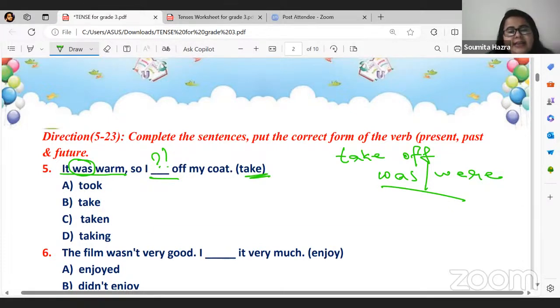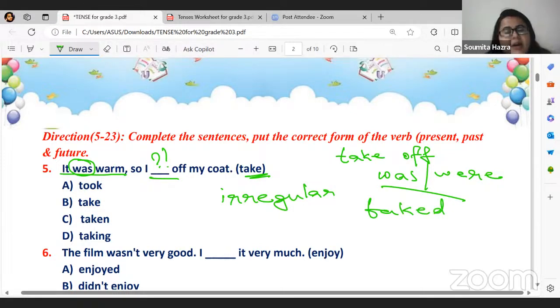Take again is an irregular verb. There is no word as taken. You will have to find out the past form of take. The past form of take. Question 5, answer 5A. 5A is took. Okay, very good.